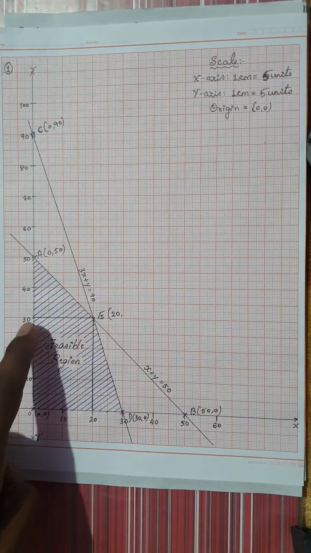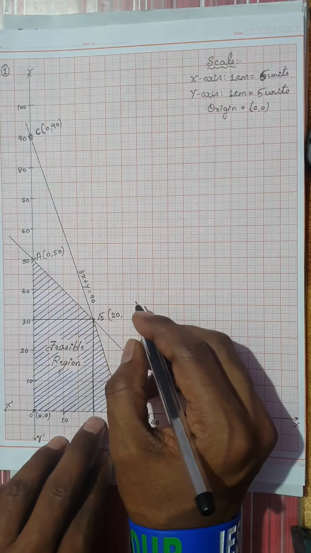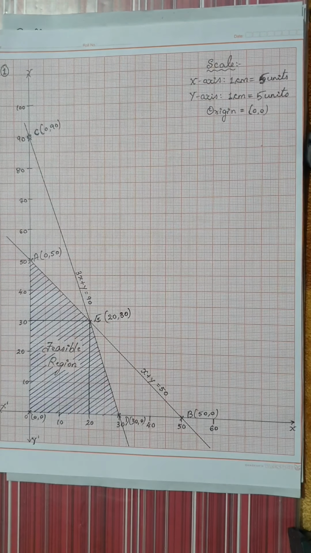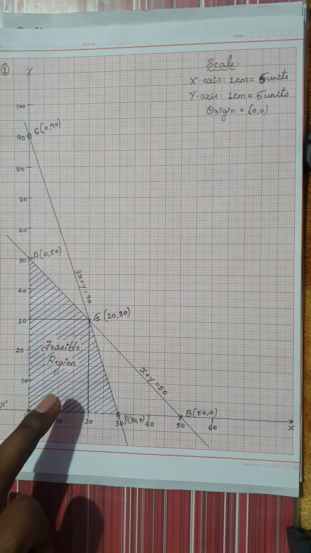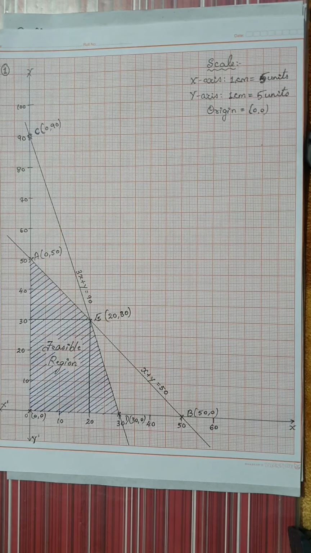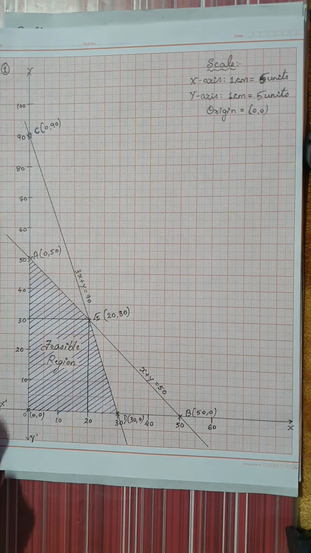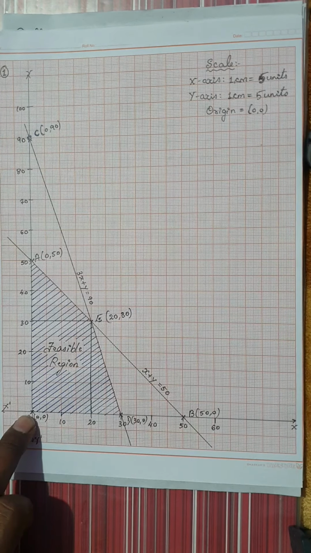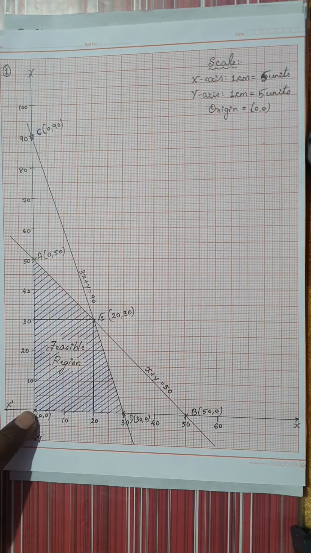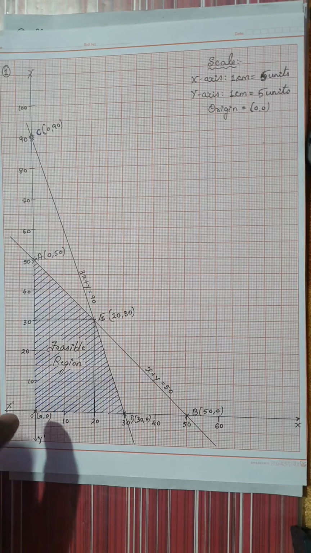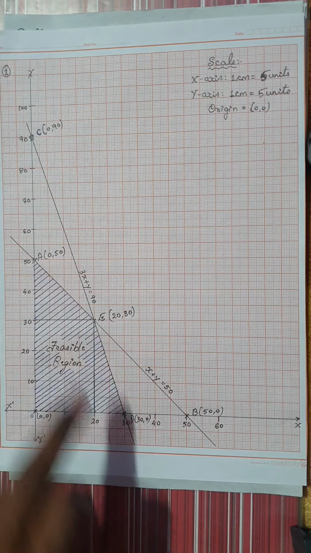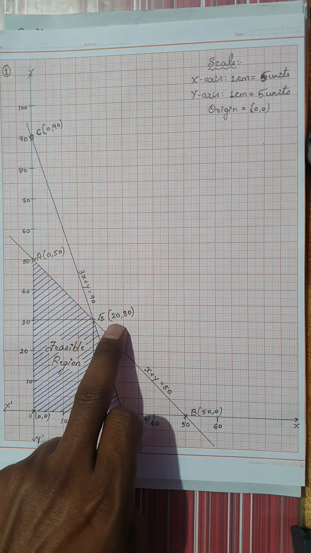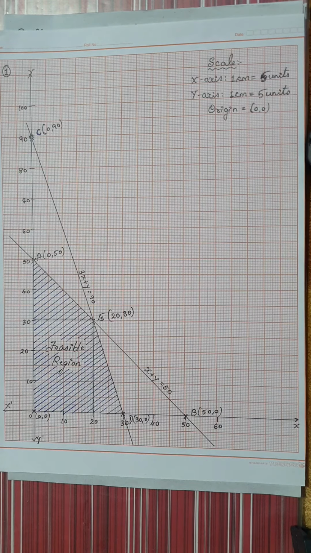Okay, so you can see this point is nothing but 20 comma 30. Now this is the most important thing. Once I have identified the feasible region, next go for the corner points. So you can see the corner points are the origin O, 0 comma 0, point A that is 0 comma 50, point D that is 30 comma 0, and point E that is 20 comma 30. Is it clear?